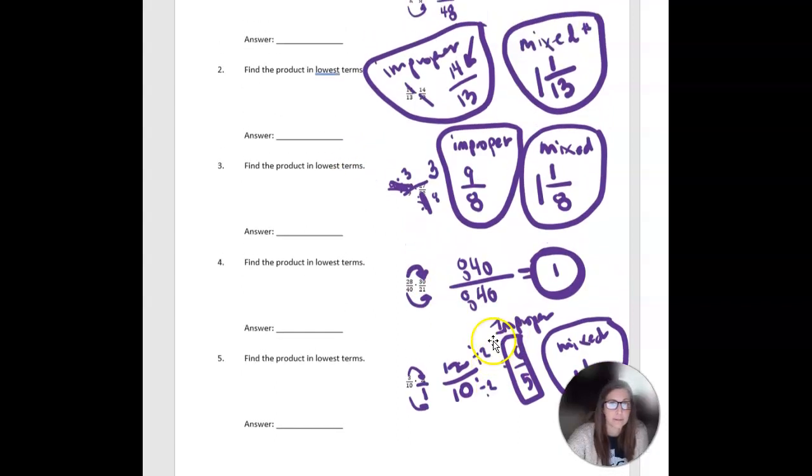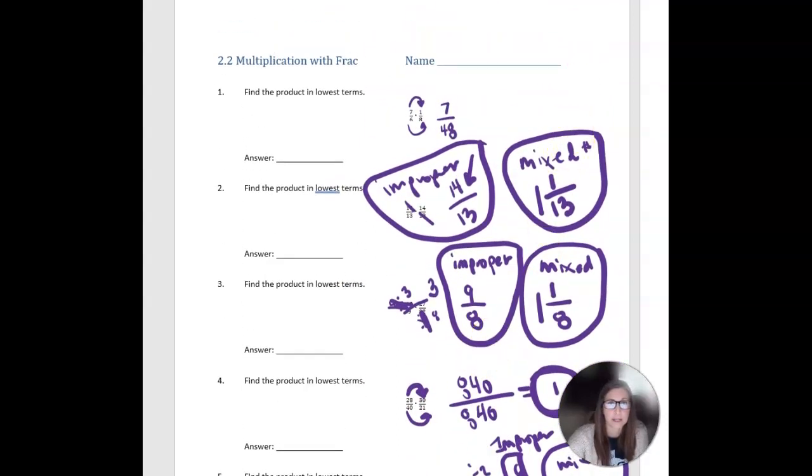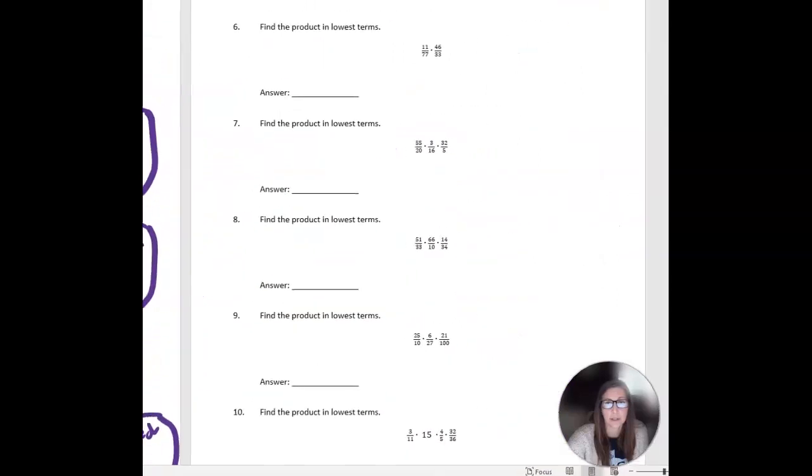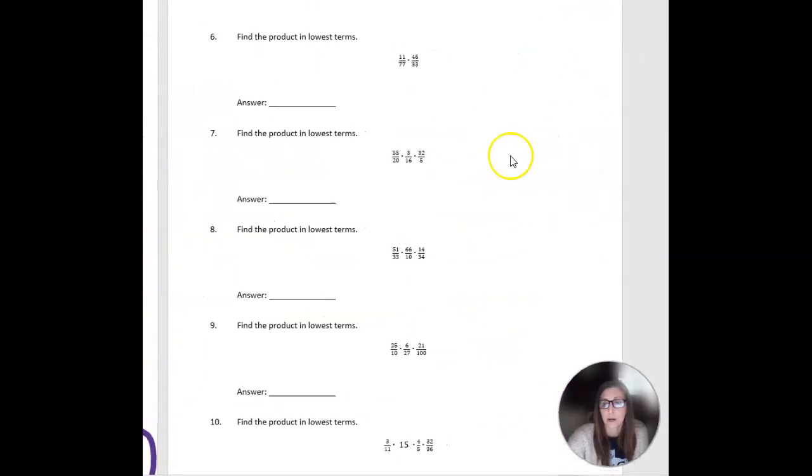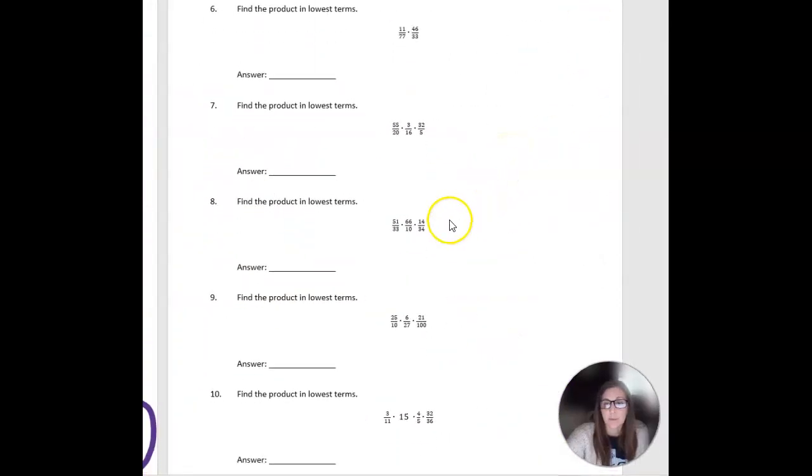Let's see if we can move over to the other page. This is a lot more of the same. You can multiply your tops, multiply your bottoms, and reduce, okay? Let's use the calculator for number 7. So let's say we'll do 5 times 3 times 32. I'm sorry, 55. 55, forgive me. 55 times 3 times 32.